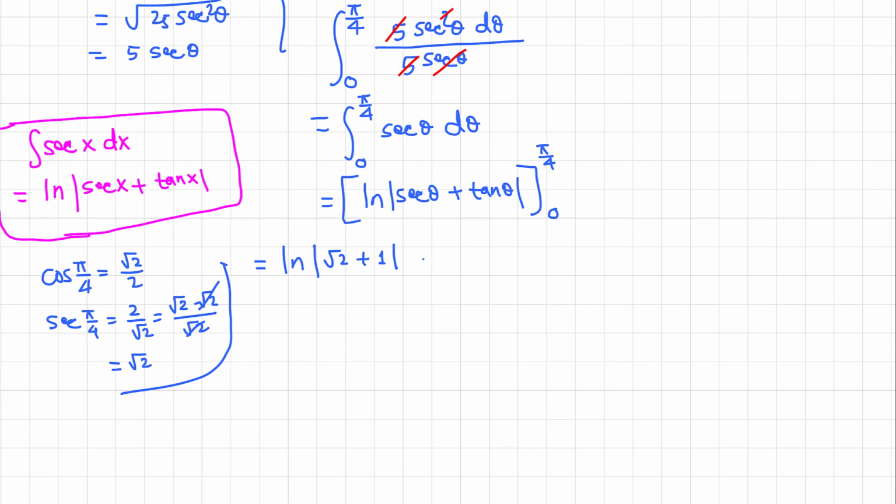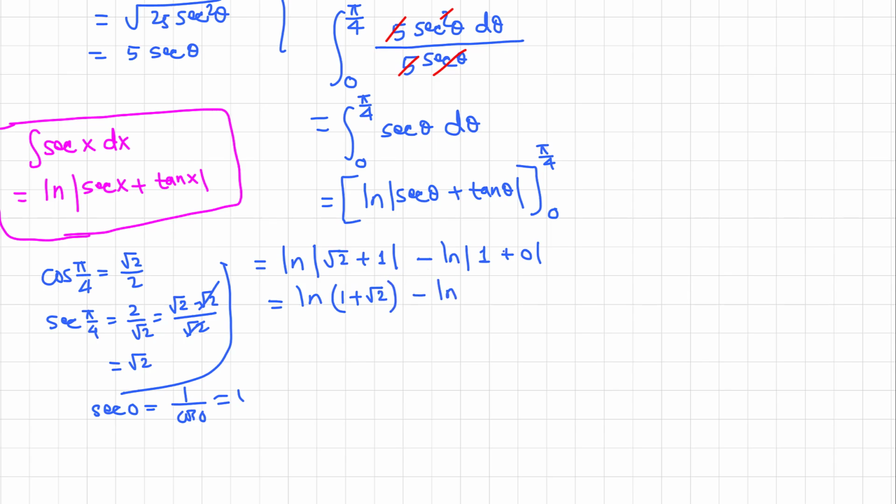That's the upper limit. Minus, let's replace theta by 0: natural log of secant 0. Secant 0 is the reciprocal of cosine 0. Cosine 0 is 1, so secant 0 is the reciprocal of 1, which is also 1. So secant 0 is 1 plus tangent of 0 is 0. Root 2 plus 1, these are positive numbers, so we don't need the absolute value. Let me put 1 plus root 2. These are unlike terms, don't combine them.